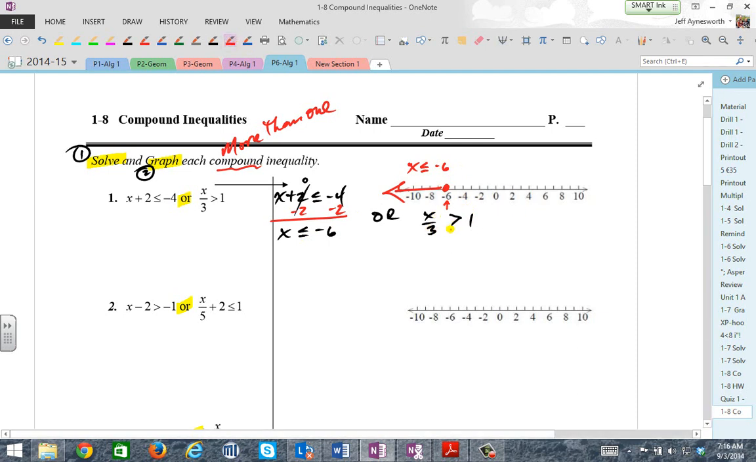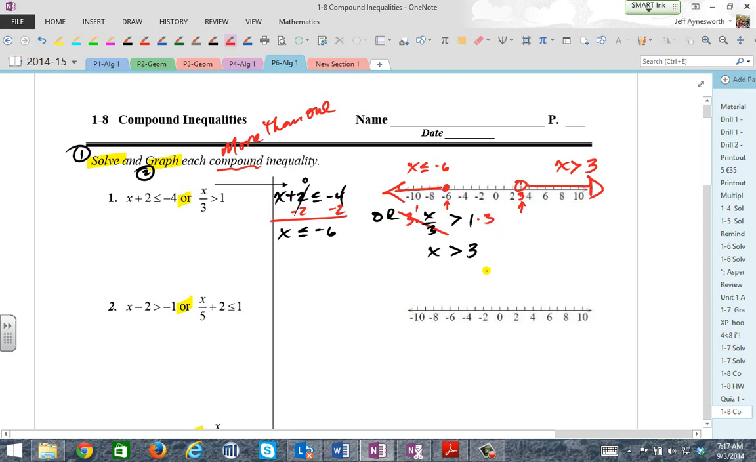On the next inequality, x divided by 3 is greater than 1. We're going to do the inverse of dividing by 3, which is multiplying by 3. Simplify a little bit, and you get x greater than 3. Now, since 3 is not greater than 3, it's not a solution. Our reference point 3 here is not a solution, so we're going to go open. Let me plot it correctly here. 3 is right here. There's a reference point. We're going to go open at 3. And 4, 5, 6, 7, 8, 9, 10, and so on are greater than 3. So we're going to graph to the right. So this is x greater than 3.